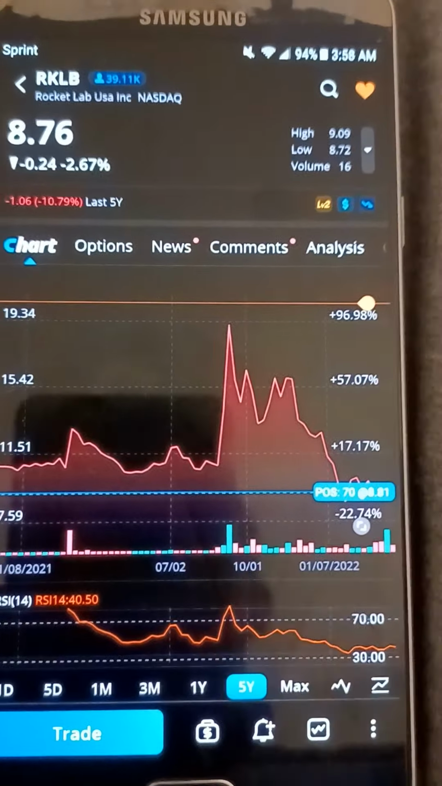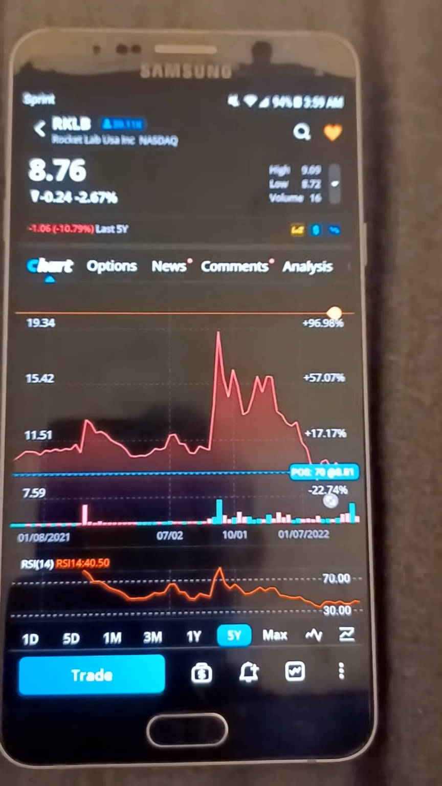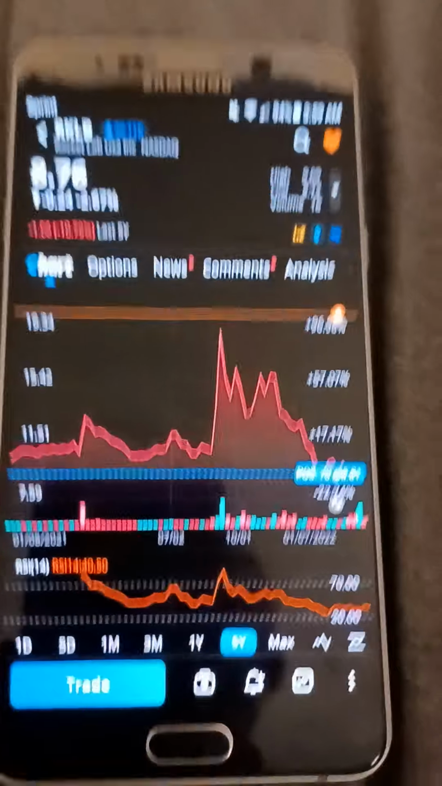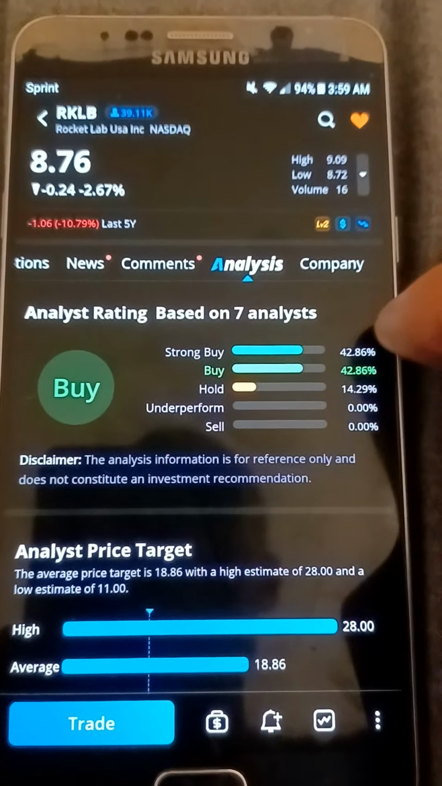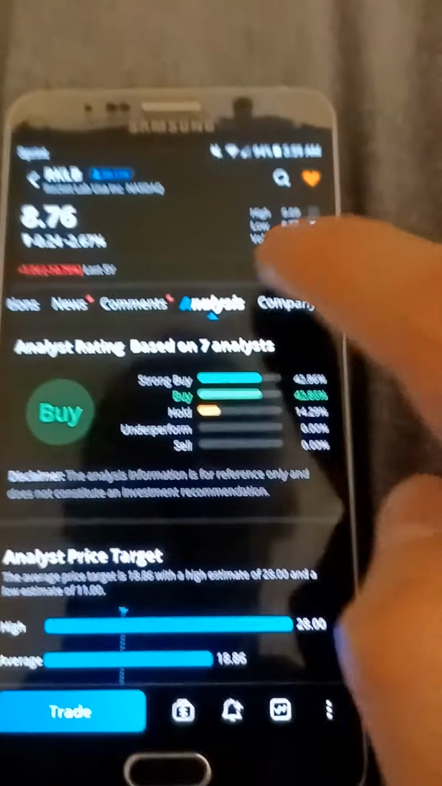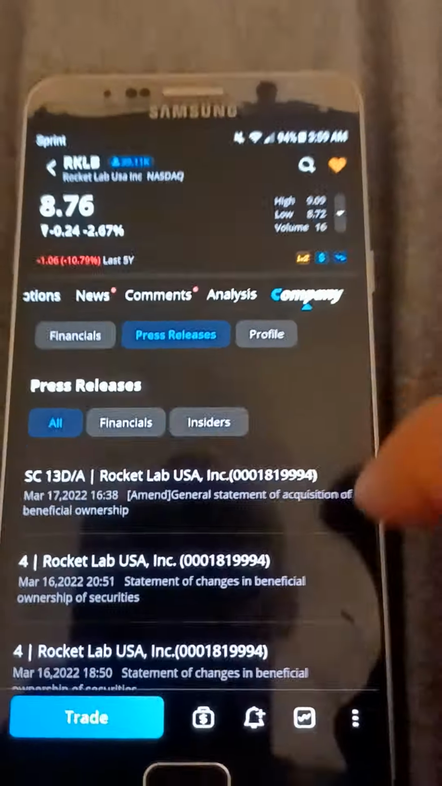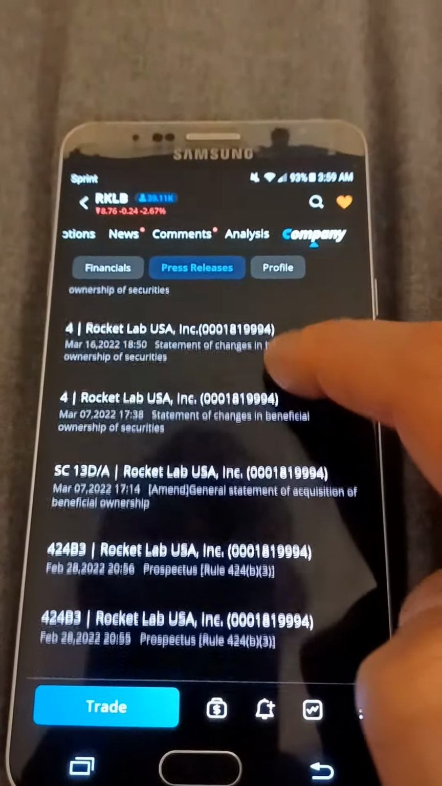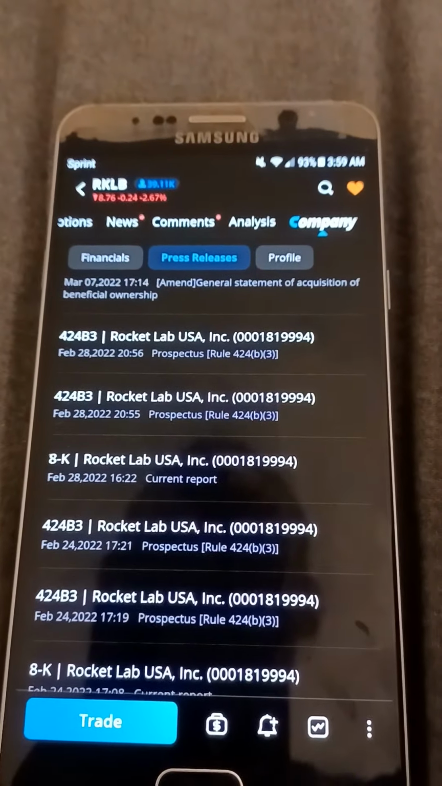All right. So if you're trying to research a company, or you're looking for information that you know is going to drop, you're going to find it under analysis. My bad. You're going to find it under company. You're going to go to press release, and down here, you're going to have SEC filings.